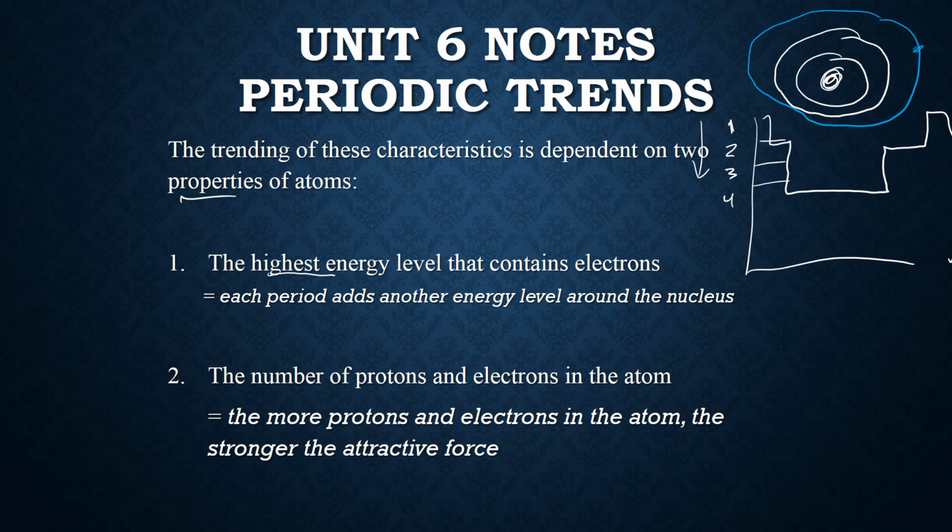The other one is, remember, as you go from left to right on the periodic table and down, the number of protons increases. So 1, 2, 3, 4. You start having more and more protons as you go down, and more electrons. So the number of protons and the number of electrons have an impact on these different trends that we're going to be looking at.